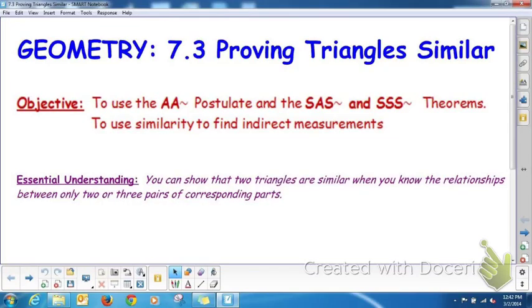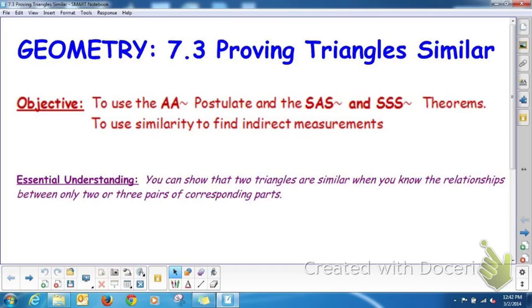This is section 7.3, Proving Triangles Are Similar. So, in the previous sections, we learned that similar meant that all of the corresponding angles are congruent and all of the corresponding sides are proportional. You don't need to know all of them in order to prove that two triangles are similar.